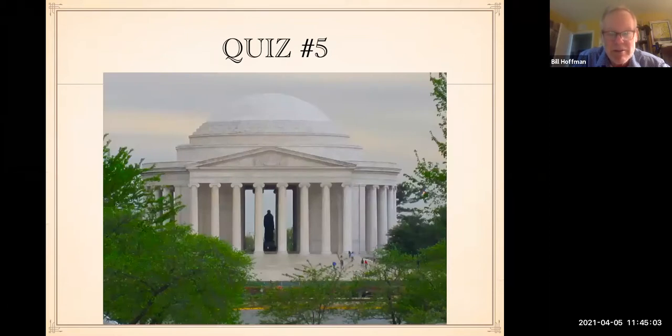How about number 5? This is the Jefferson Memorial in Washington, D.C. Take a look at the rounded dome and then the classical portico. This isn't quite Greek revival, is it? It's Roman revival or Jeffersonian classicism.